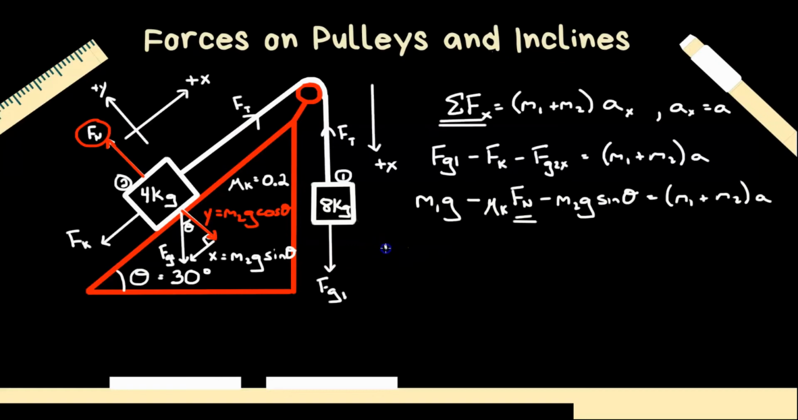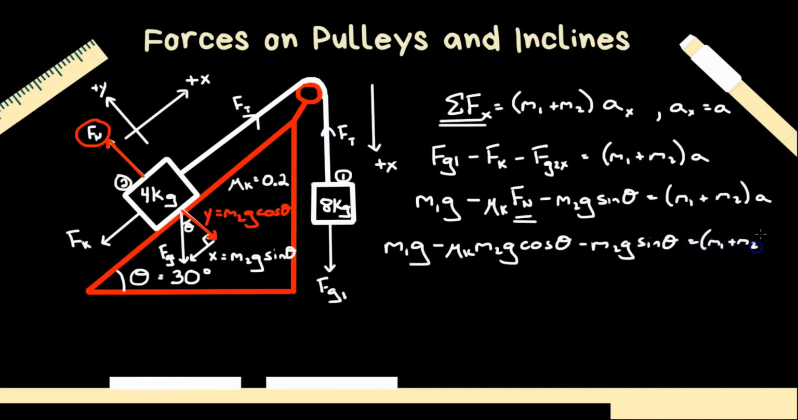Alright, so let's rewrite this out then. So we have m1g minus mu k, where Fn is m2g cos theta, minus m2g sine theta, and that'll equal the sum of our masses for our system times acceleration. Now we simply need to divide both sides by the sum of the masses, and we will then have isolated for acceleration.